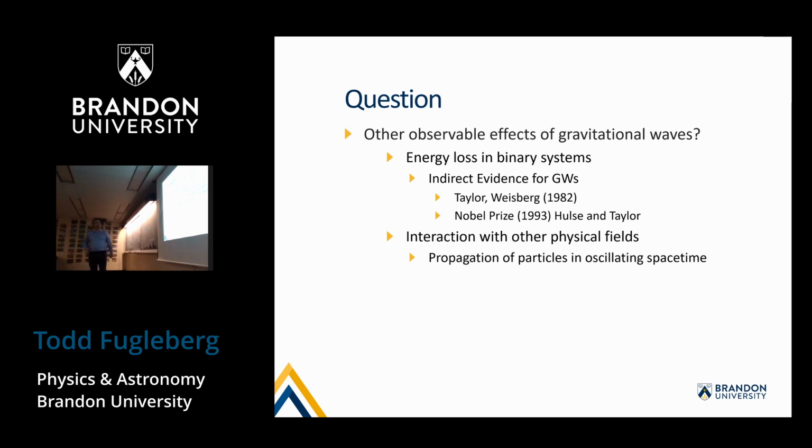And from that, they calculated, the paper was published in 1982, that the orbital decay of this binary system exactly matched the predictions of energy loss due to emission of gravitational waves. Hulse and Taylor won the Nobel Prize in 1993. But that's one way.